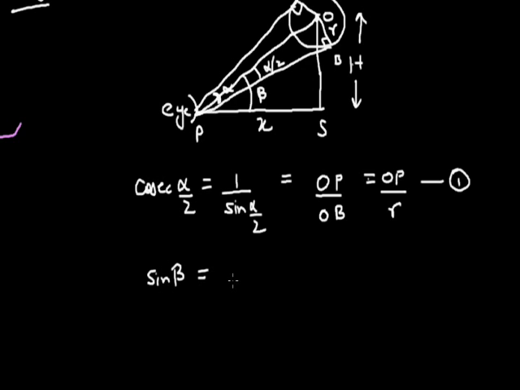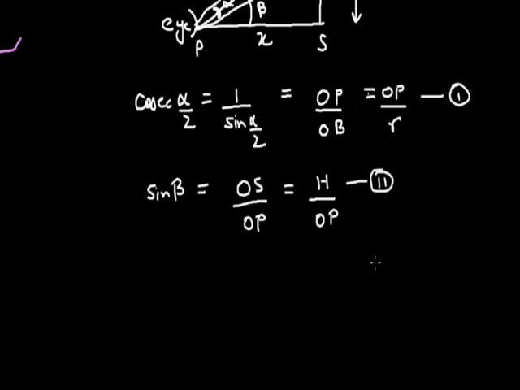So sin beta is actually equal to the OS, that is perpendicular distance, upon OP, that is hypotenuse. And so this is the value of sine beta, and as OS we have taken as capital H, that is height of the center of the balloon, and OP is the hypotenuse. So these are the two equations we got. Now on the basis of these equations, we'll try to solve it. So how to get that height is equal to r sin beta into cosec alpha by 2.